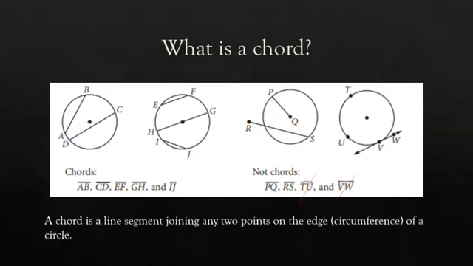So a chord is a line segment joining any 2 points on the edge or on the actual circle. We'll learn more about the circumference later, but that is the edge of the circle. All the way around is the circumference.